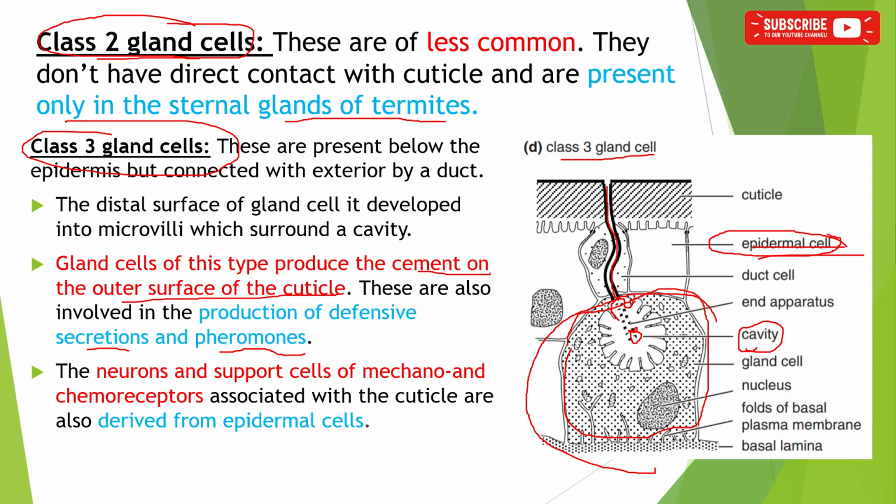Another interesting thing is that the neurons as well as support cells of the mechanoreceptors as well as chemoreceptors, which are associated with the cuticle, are also derived from these epidermal cells.